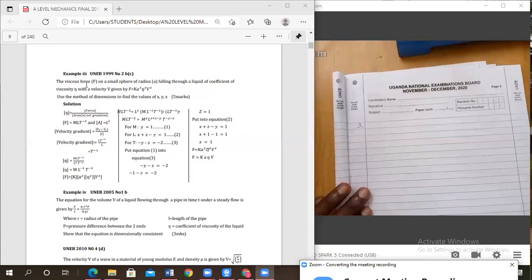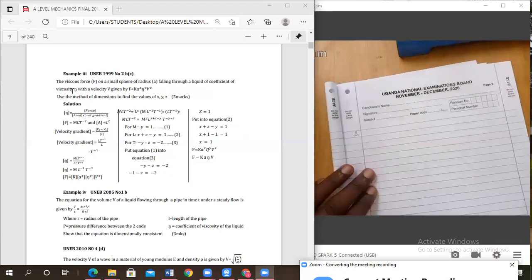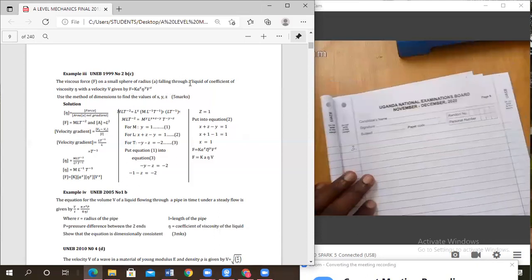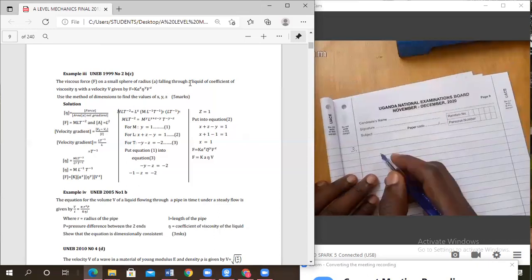They're saying the viscous force F on a small sphere of radius A falling through a liquid of coefficient of viscosity η, with a velocity V, is given by... That symbol is called eta. Are you seeing that symbol? Here they have made it very simple for you. They have given you the formula. So it is just a matter of getting the powers, the values of X, Y, and Z.